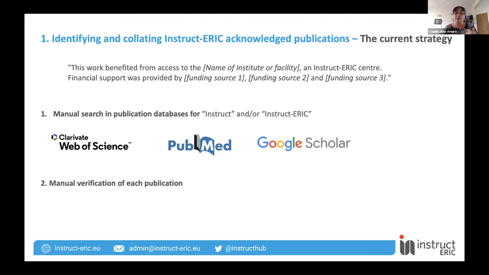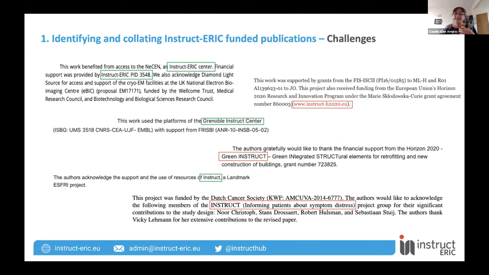If we were to look for Instruct, we would get hundreds of thousands of publications. Then we can only put Instruct ERIC, and at that point, we miss some of our publications. These are just a few examples, in green of the things we want to count, and in red of the things we don't want to count.